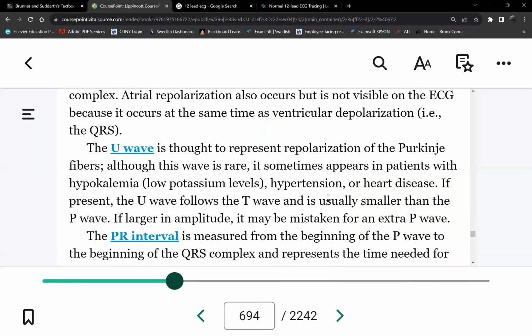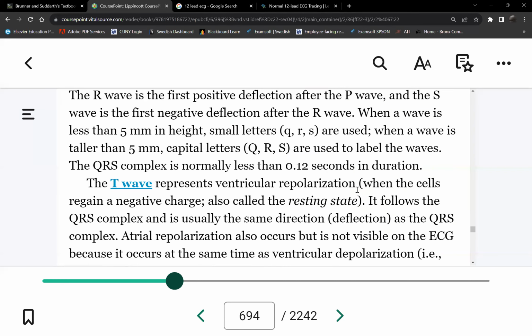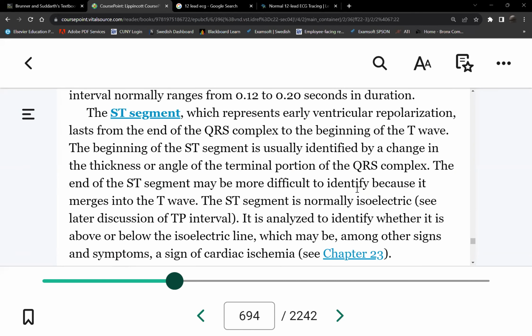Let's go now to the next wave, which is the ST segment. This short segment here, S to T. What does ST segment represent? Ms. Peguero?